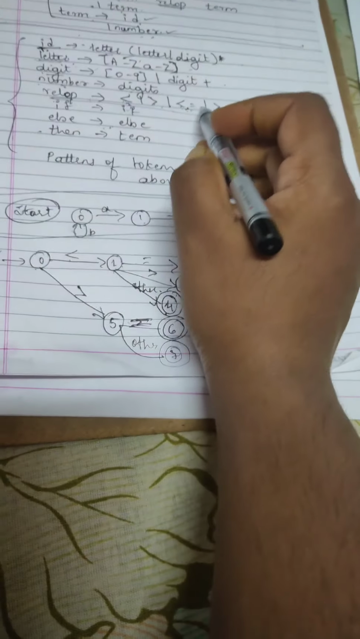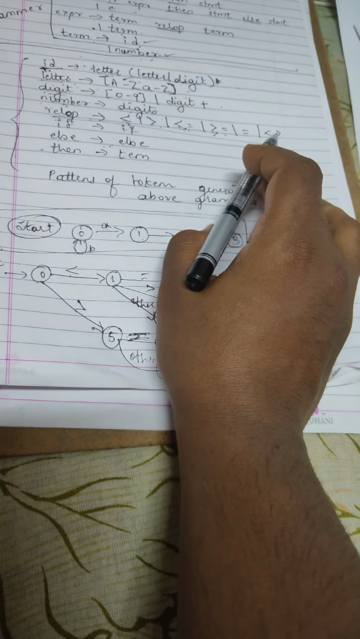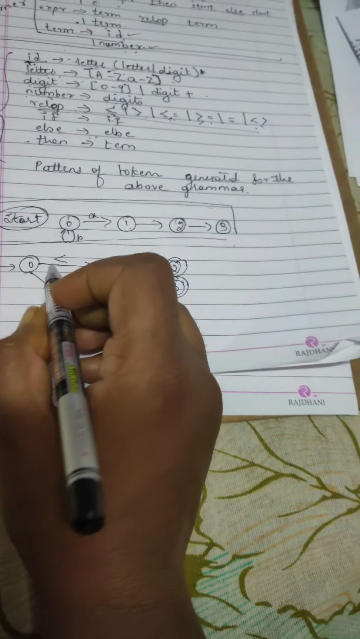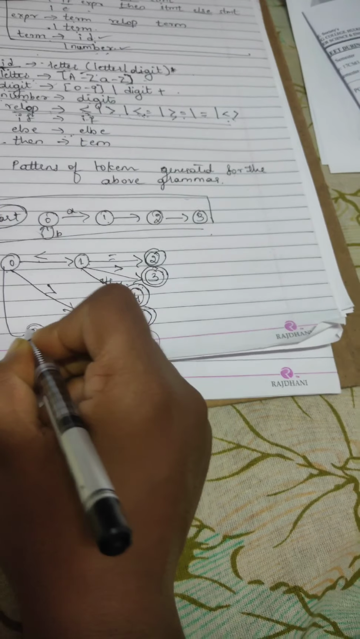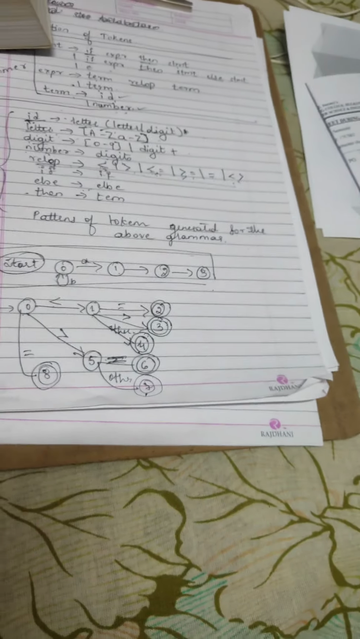Then the remaining symbol is what? The remaining symbol is just equal to. If it is equal to, then I have ended it here at 7, then it will be 8. If it is equal to, then it will come and reloop itself back. Got this? Clear with this?